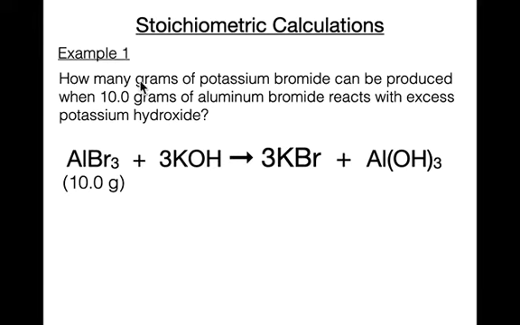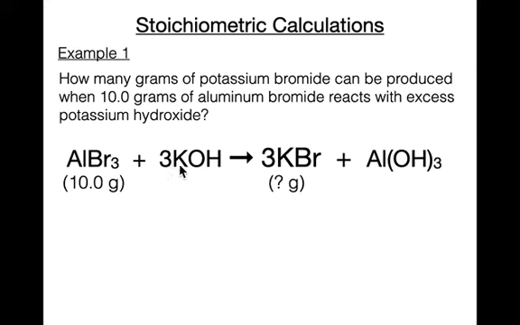And it's asking us how many grams of potassium bromide can be produced. So the question is, if we have 10 grams of aluminum bromide, how many grams of potassium bromide can we make? Now it says that we have excess potassium hydroxide. So all that means is that we have all of the potassium hydroxide that we could want. So we don't need to worry about the amount that we have. So the 10 grams of aluminum bromide, if it was used completely up, how much potassium bromide can we make?